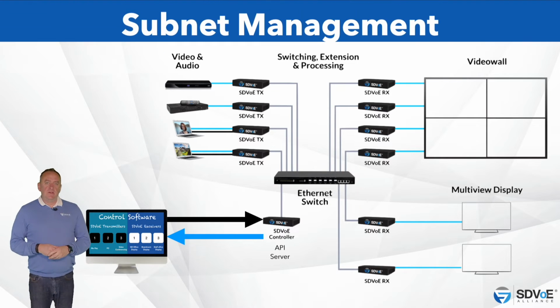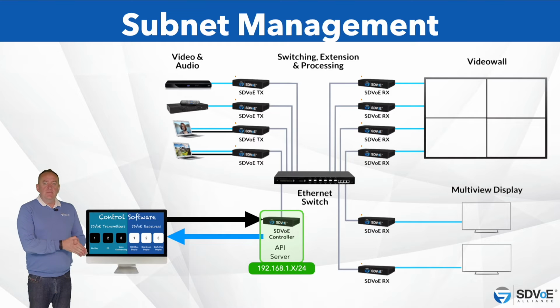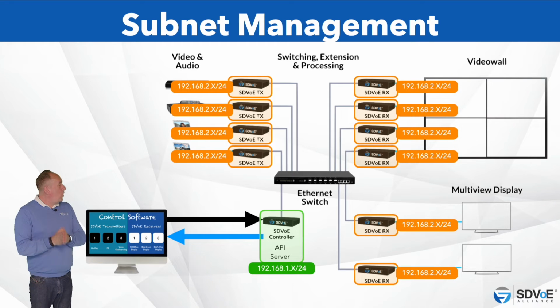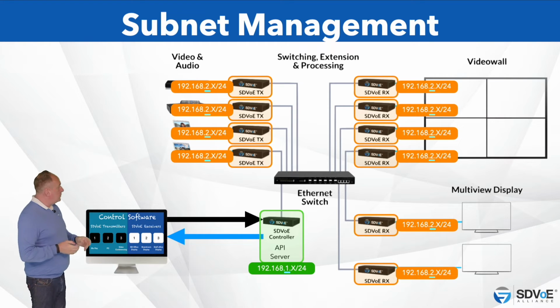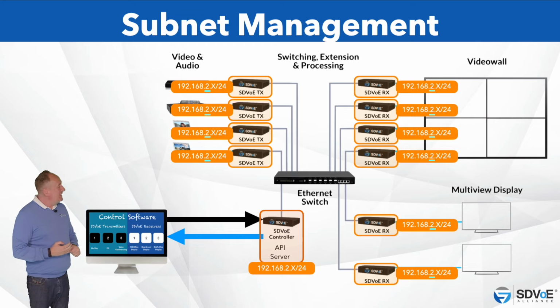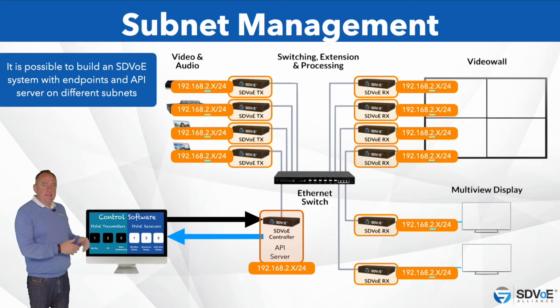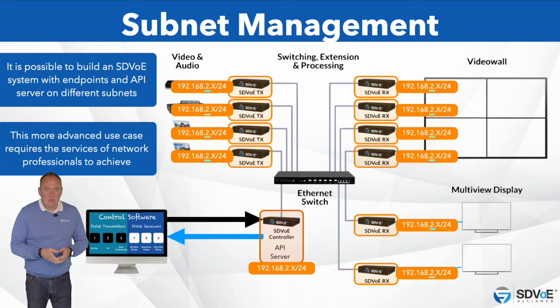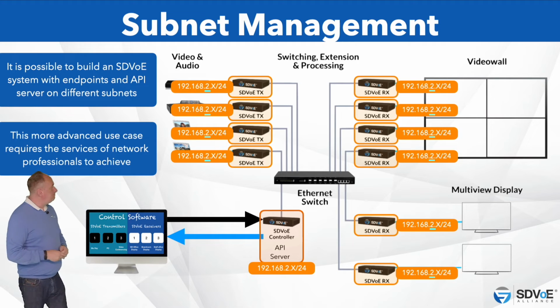If the API server is on a different subnet to the endpoints or vice versa, they won't communicate. Now, the quickest resolution is to make sure all endpoints and the API are on the same subnet. It is possible to build an SDVoE system whereby the endpoints and the API server are on different subnets. However, this more advanced use case will require the services of network professionals to achieve it.